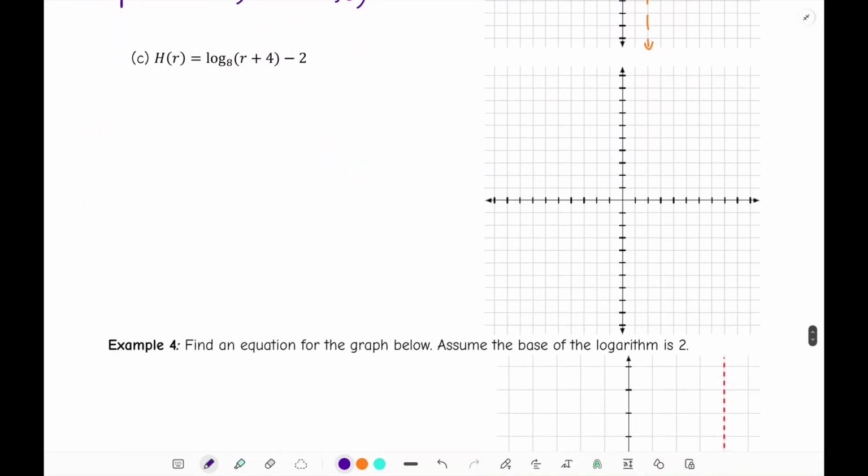Now part C is already in standard form, so I don't need to do that. So our base is 8, A is positive 1, C is positive 1, H is negative 4, and K is negative 2. So we get a vertical asymptote at x equals negative 4. So let's plot that.